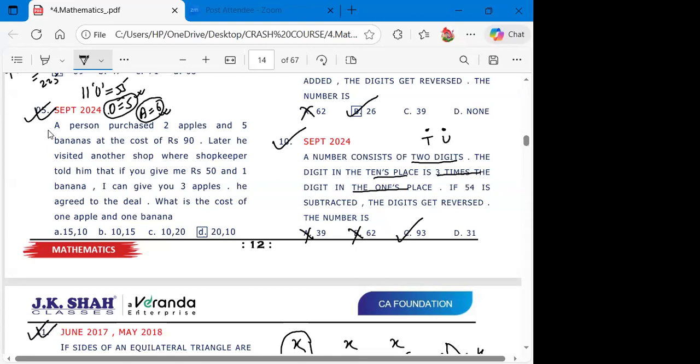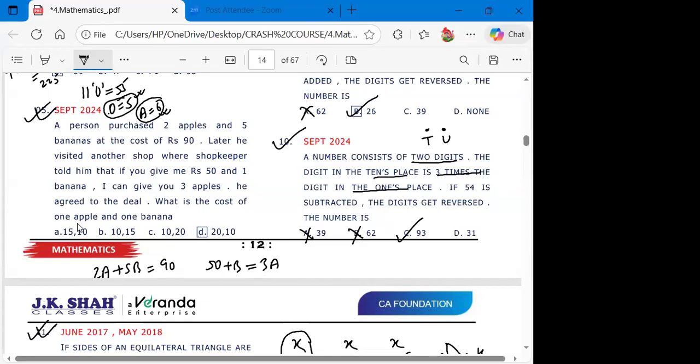Sir, listen carefully. According to the condition, 2 apples plus 5 bananas is equal to how much? 90. And now he was saying, if you give me 50 rupees and 1 banana, then in exchange I'll give you what? I can give you 3 apples. So equations are formed. Now which method? Plug-in method.